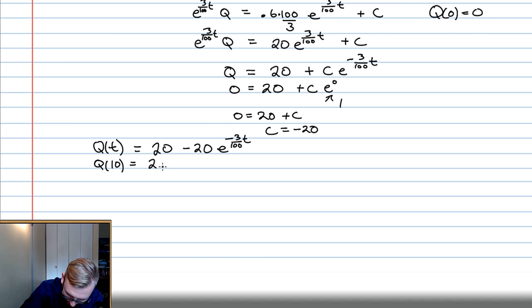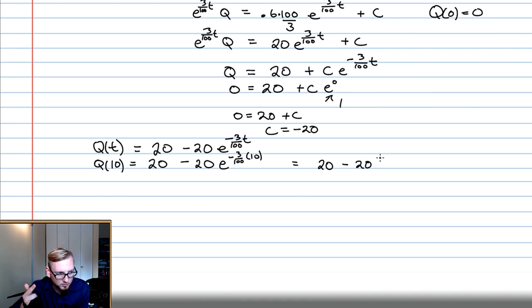Q of 10. We got 20 minus 20 times e to the negative 3 over 100 times 10, right? And so this would just cancel out, and we'd have... Should I write it as a decimal? Maybe. 20 minus 20, I'll write it in simple form, and then we'll plug it into a calculator to see what we get.